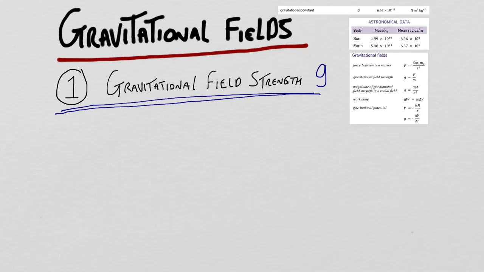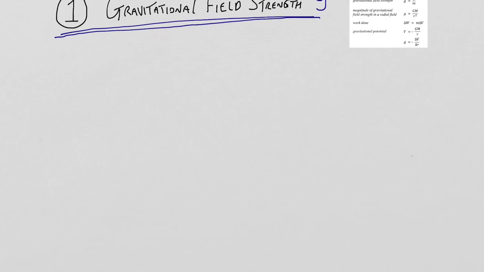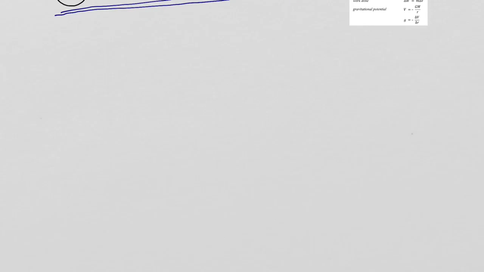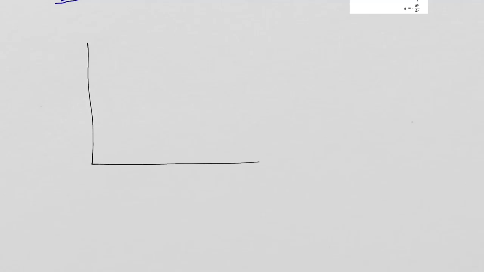So first of all, we need to think about what a field is. A field is something that theoretically has a value everywhere in space. If we imagine a room, the simplest version, and I'm standing over here.